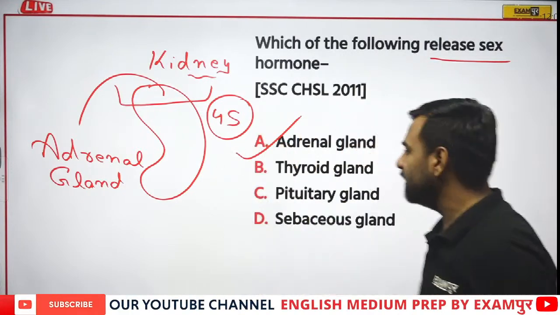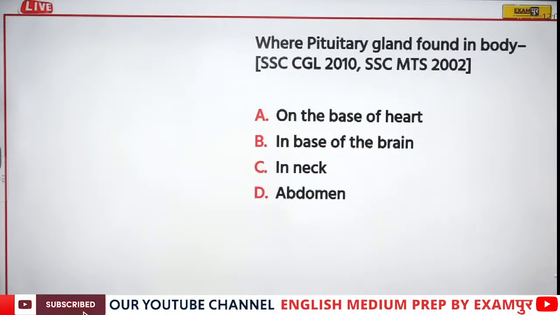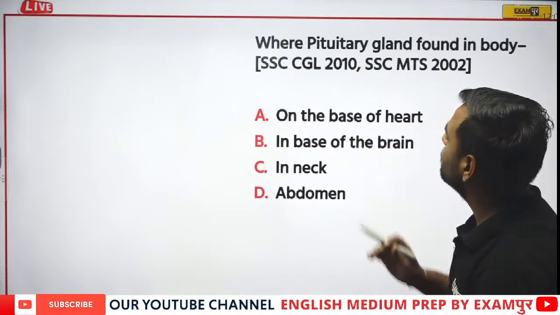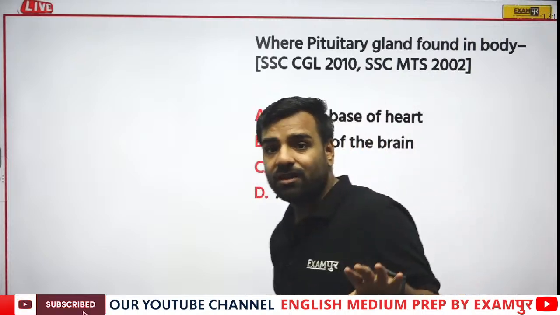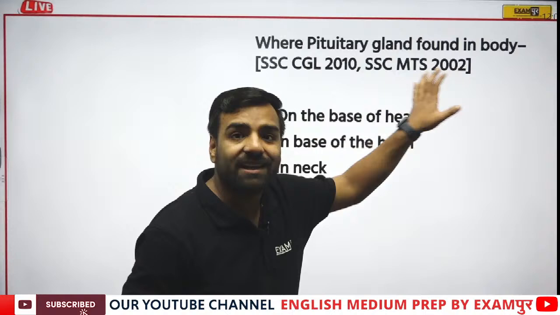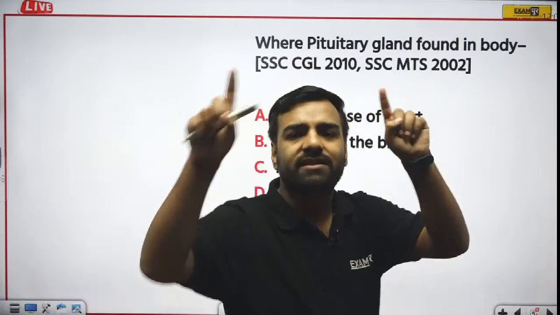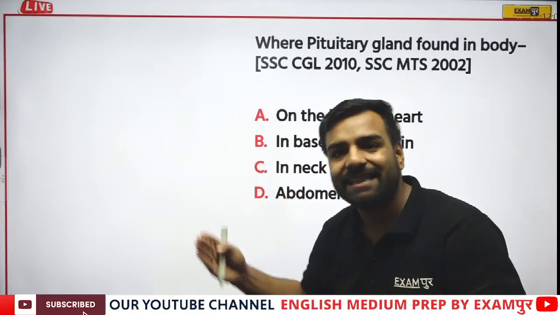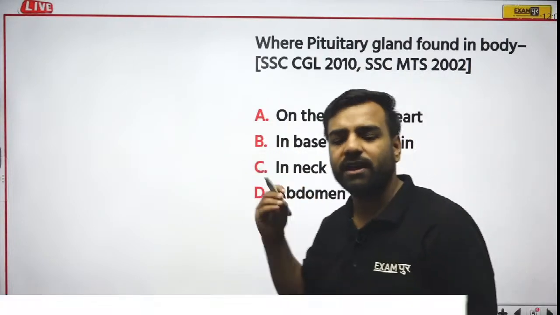Let's move forward with the next question. What is the next question? Next question is, where is pituitary gland found in our body? Now this question is from CGL 2010 and MTS 2002. What I told you is that it's not that if it is asked in one examination, another examination is not going to ask. It happens many times that the questions keep on repeating from one examination to another, and yes, in the same exam as well. So from these questions, we'll be clearing up all our important concepts.